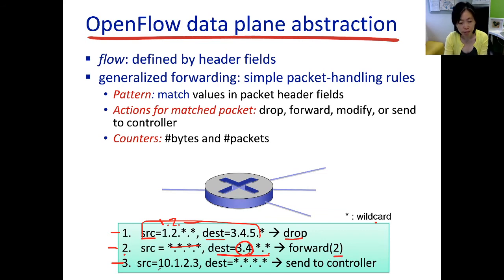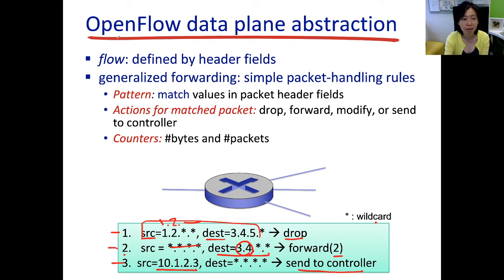Third entry, 10.1.2.3. As long as the source IP address is exactly this, we send the packet back to the remote controller. So, 3 examples. You get a rough feeling.